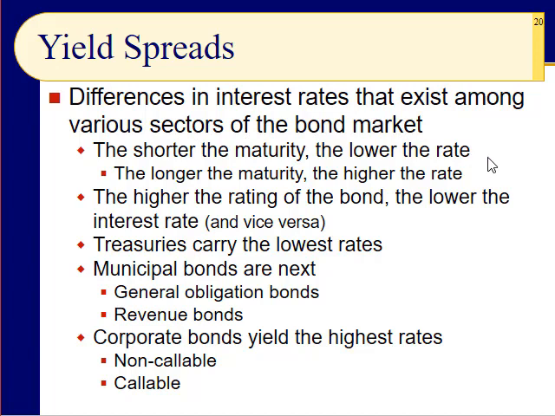In general, the shorter the maturity, the lower the rate. The longer the maturity, the higher the rate. And this makes a lot of sense, because the longer the bond is till maturity, the more time there is for things to go wrong, right? And that's why we normally see higher yields for longer bonds. And of course, the higher the rating of the bond, the lower the interest rate. Just as individuals who have a very good credit score are going to pay less of an interest rate than people whose credit score is not so good.